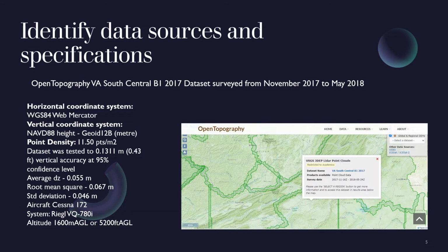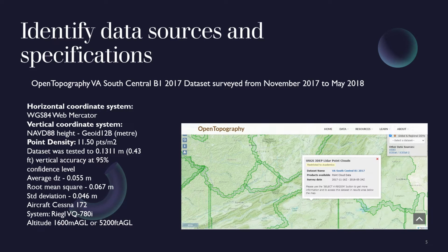Originally, in my project idea, I stated that I'd receive my data from the Virginia Geographic Information Network, or VGIN, which is a part of the Virginia Clearinghouse. However, I've decided that I'm more comfortable using OpenTopography, as I've already extracted files and metadata from this source before. The data set that I'll be using is the OpenTopography Virginia South Central B1 27 dataset, which was surveyed from November of 2017 to May of 2018.